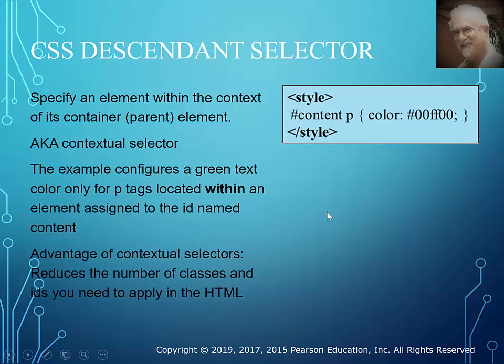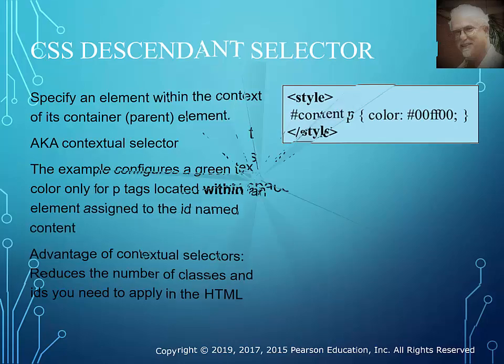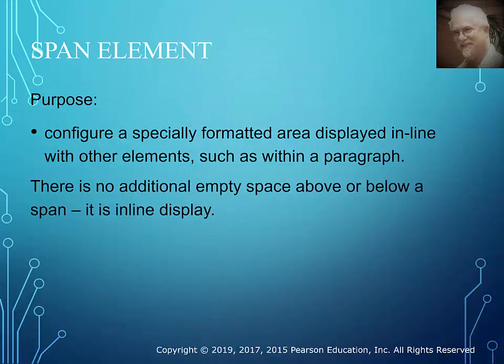Here you have an example of a descendant. Here we have a P, that is a paragraph inside of a content ID. So this will only apply to paragraphs within this ID. It does not apply to paragraphs that are elsewhere in the HTML file. Hence the concept of contextual or descendant selector.